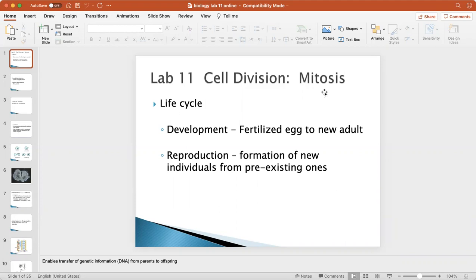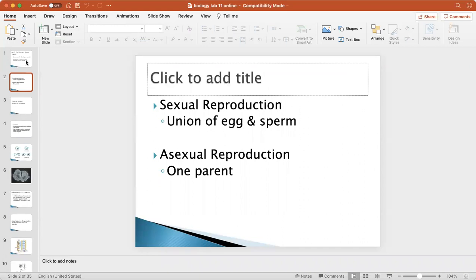Within the life cycle of any cell, there's the development phase, where a fertilized egg will become a new adult. And there's also the reproduction phase, which is the formation of new individuals from pre-existing ones. And that's what we're talking about now, this cell division.